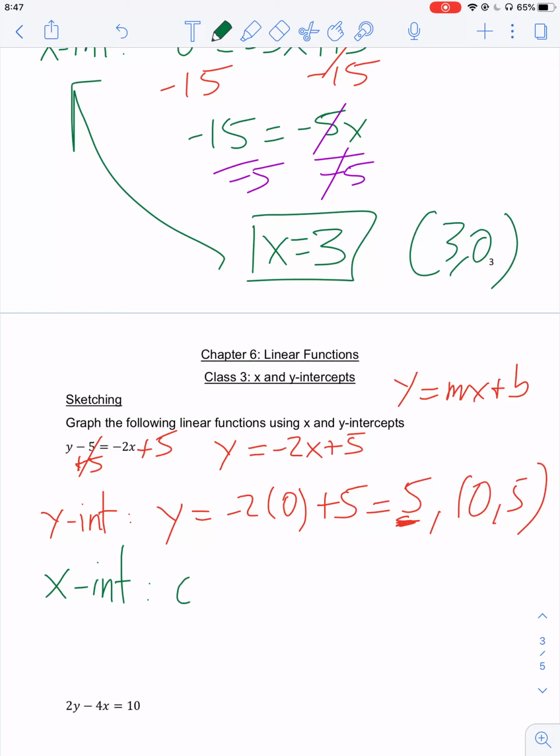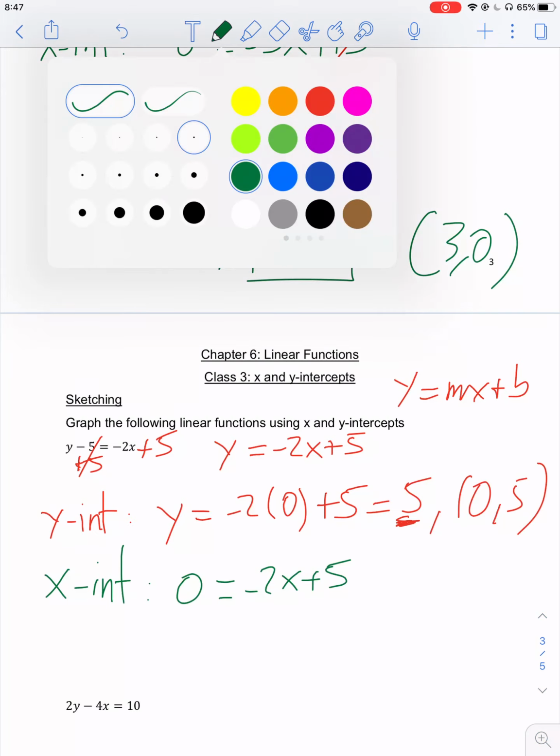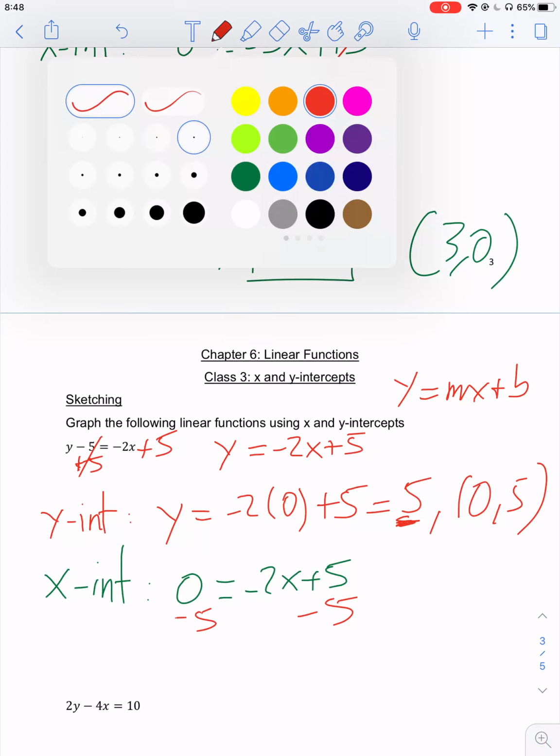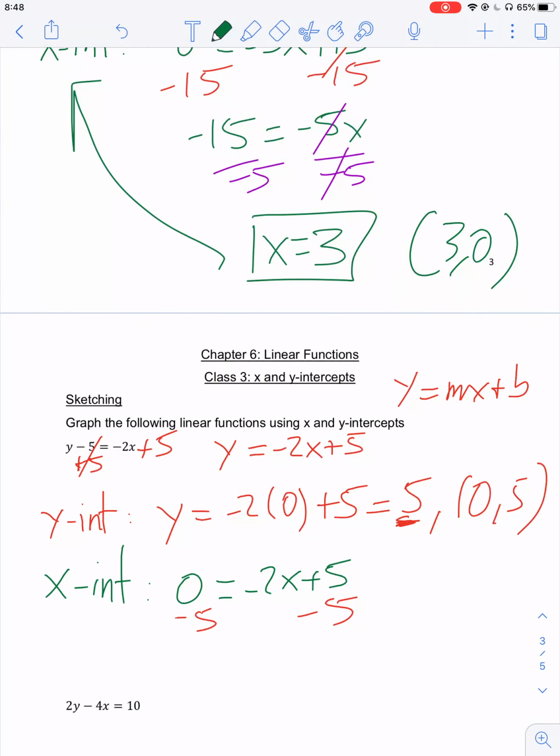So let's do that. Replace y by 0, and then you get minus 2x plus 5. Then you have to do a little bit of algebra, right? So minus 5, minus 5. The 5s will cancel out, and that doesn't really leave me with a lot of room to sketch, but I'm actually going to add an additional page. It's fine. So this gives me minus 5 equals minus 2x, because this will cancel out, right?